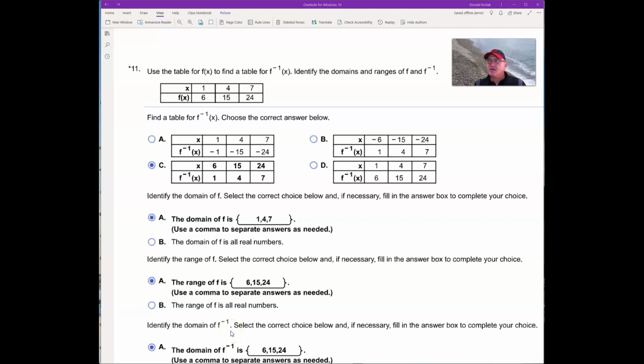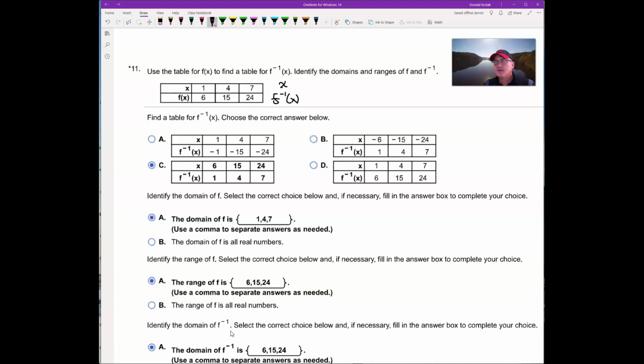All right, use the table to find a table for the inverse. So we're just switching, swapping x and y. So if I was going to draw the table right next door to it, then I'm just switching my x and y coordinates.